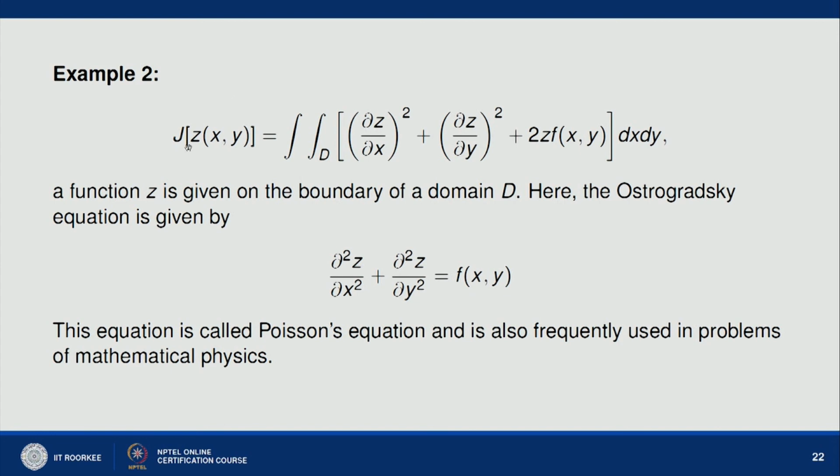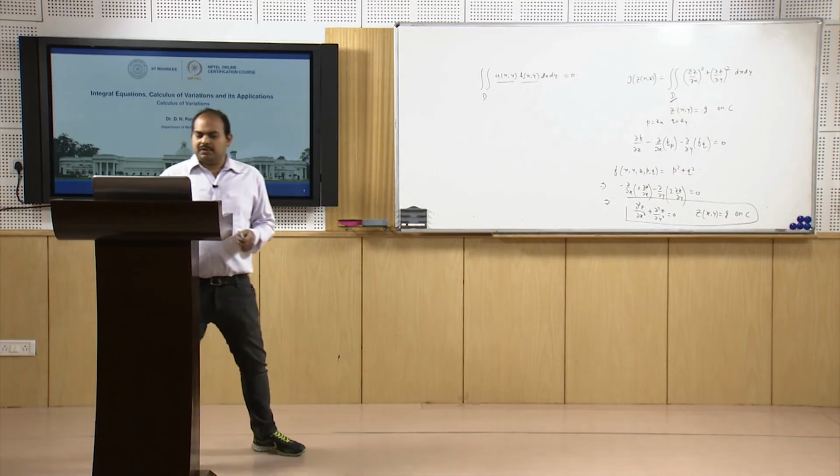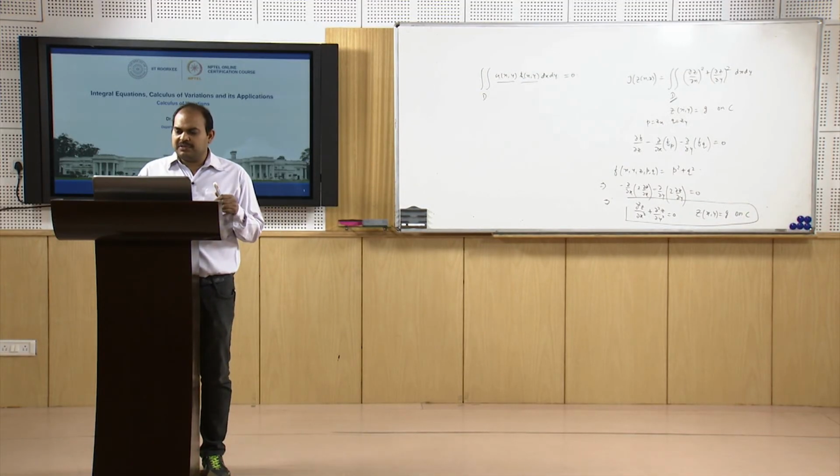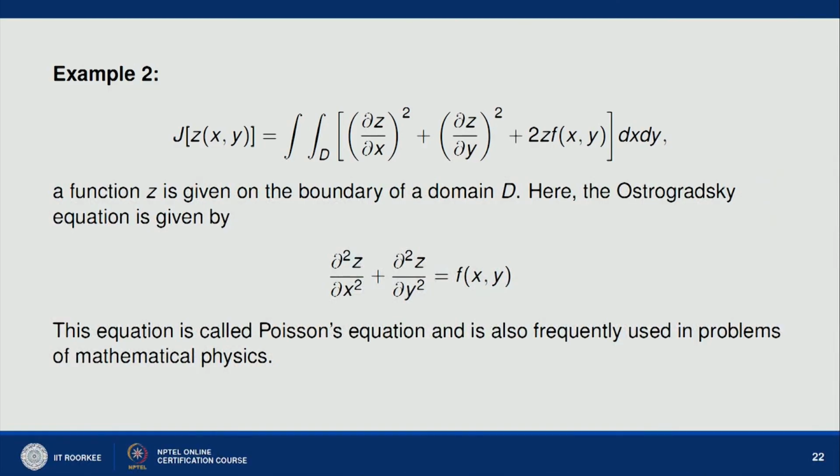Here we have a functional, double integral of (∂z/∂x) whole square plus (∂z/∂y) whole square plus 2z f(x,y) dx dy. In the same way we can find the Euler-Ostrogradsky equation as ∂²z/∂x² plus ∂²z/∂y² equal to f(x,y). So if you look at the difference between the first example and the second example, in the second example we have added this term 2z f(x,y).